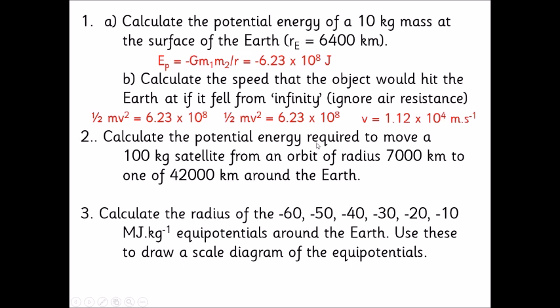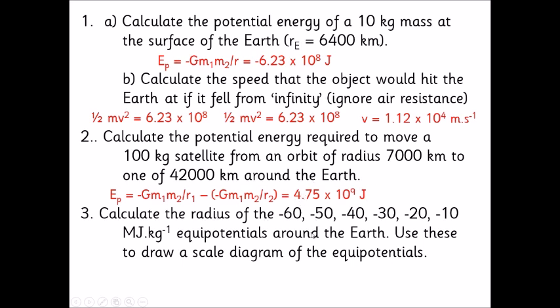If we wanted to calculate the potential energy required to move a 100 kilogram satellite from an orbit of radius 7,000 kilometers to 42,000 kilometers, this is the kind of problem that people have when they've launched a satellite into space and it's 600 kilometers above the ground and they want to move it to a geostationary orbit at something like 42,000 kilometers from the centre of the Earth. Then we simply work out the two gravitational potentials and work out the difference between them. So GMm over r1 for the first radius and the second radius, and we find it takes 4.75 gigajoules of energy to make that happen.